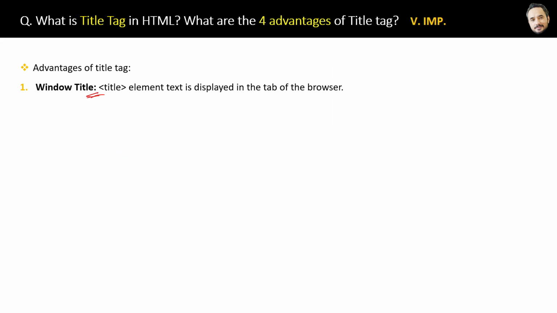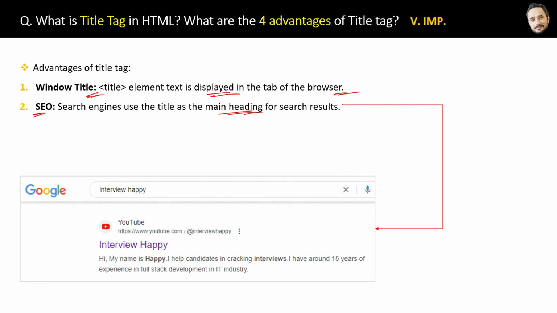Okay, title element text is displayed in the title window or tab of the browser. Second advantage is SEO. Search engines like Google use the title tag as the main heading for the search results. Okay, so when you type something in Google search box and press search, then first Google will find and match your input text with all the titles of the web pages available with Google, and then the result list will be displayed in front of you. There are other factors for SEO also, but title match with the user input search text is the main one.